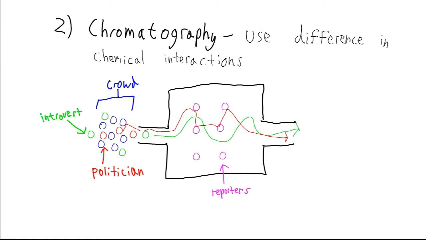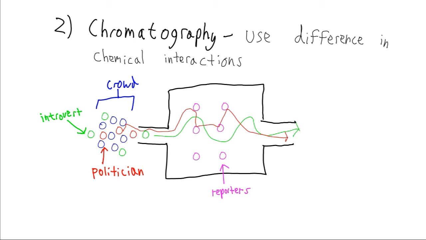So the crowd represents our mobile phase, the reporters represent our stationary phase, and then the introverts and the politicians are the two substances that we're trying to separate. What happens is the introverts all escape the room first, and then we could close the doors or cart them away in a train or something, and then the politicians will come out later, and then we can cart them away, and now we've separated the introverts and the politicians.